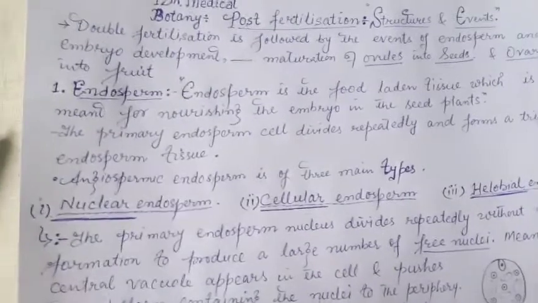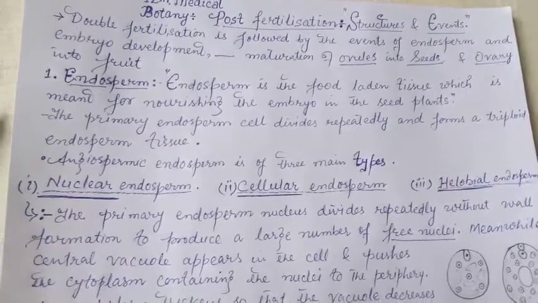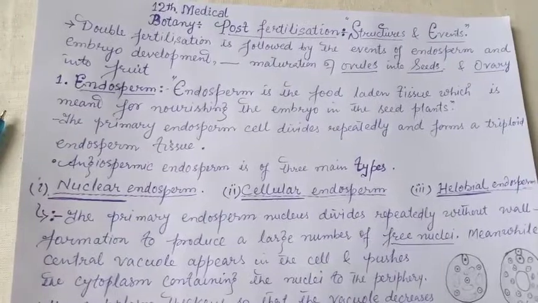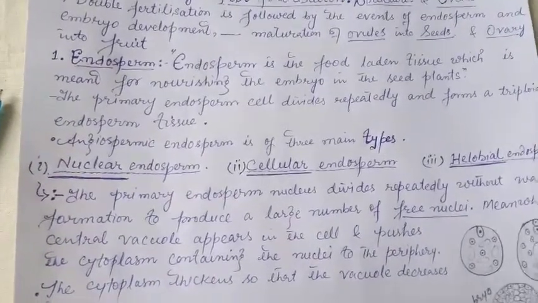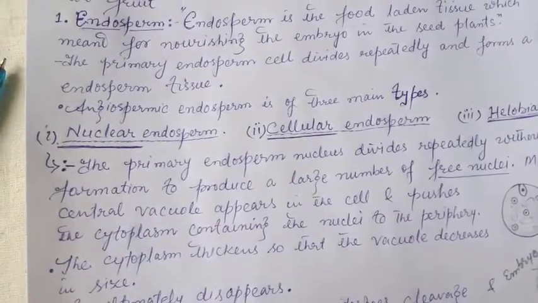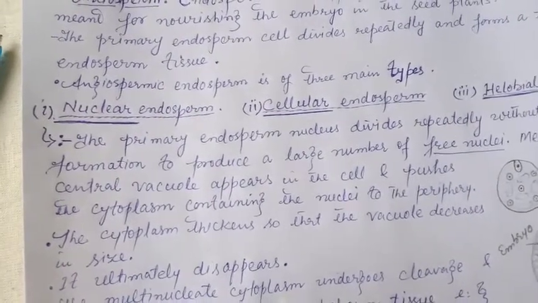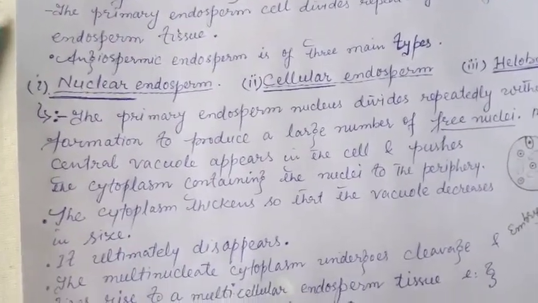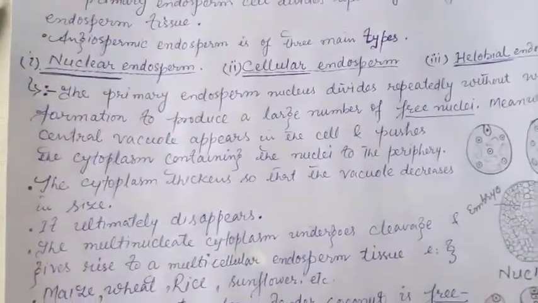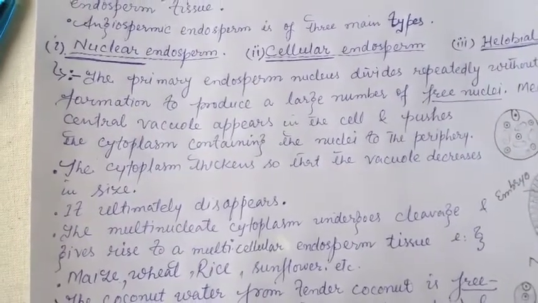Now the nuclear endosperm. The primary endosperm nucleus divides repeatedly without wall formation to produce a large number of free nuclei. Meanwhile, a central vacuole appears in the cell and pushes the cytoplasm containing the nuclei to the periphery. The cytoplasm thickens so that the vacuole decreases in size and ultimately disappears. The multinucleated cytoplasm undergoes cleavage, giving rise to multicellular endosperm tissue.